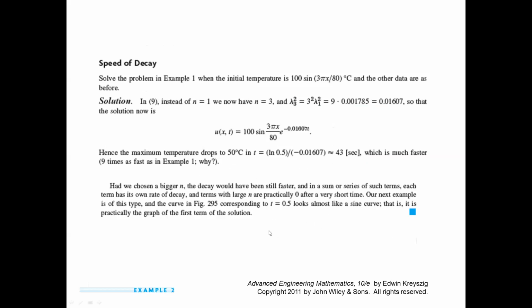Now let's look at the same problem in another way. If the initial condition changes a little bit to 100 times sine 3 pi x over 80, we are asked to answer the same question. Notice the frequency of this sine function tripled. So that means there are more sine waves within the object.